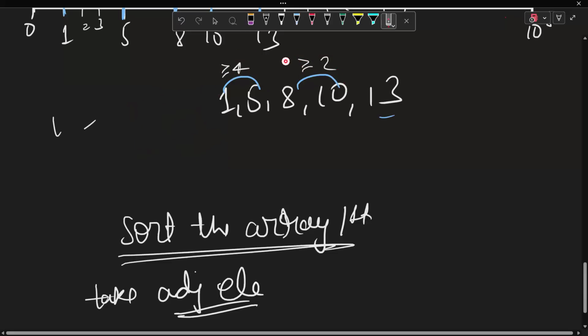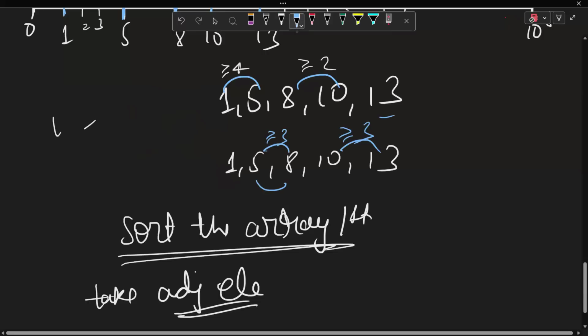Now, another way was, if you have 1, 5, 8, 10, and 13, you can also leave this one separately, taken with something else, and then these two, 5 and 8, are paired. So it should be greater than or equal to 3. 10 and this are paired, greater than or equal to 3.